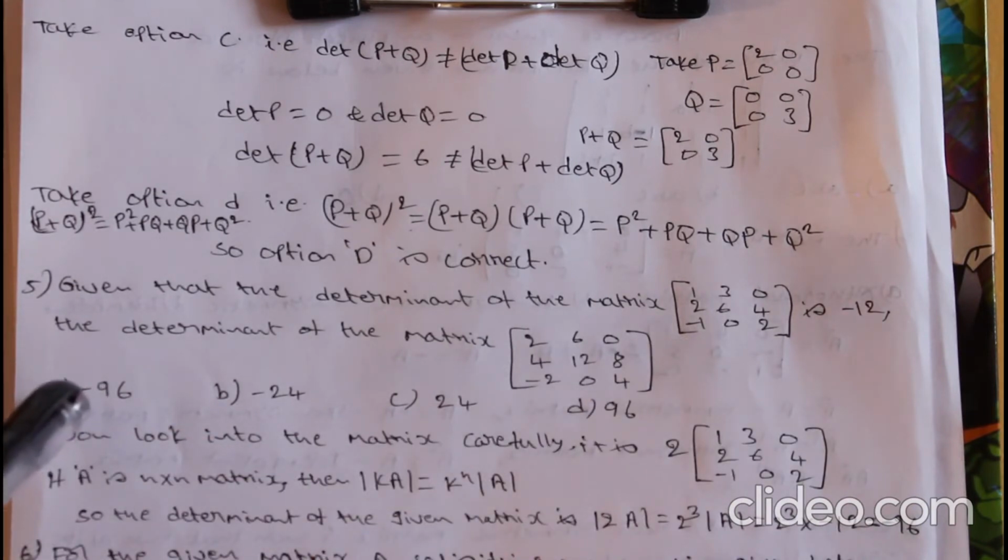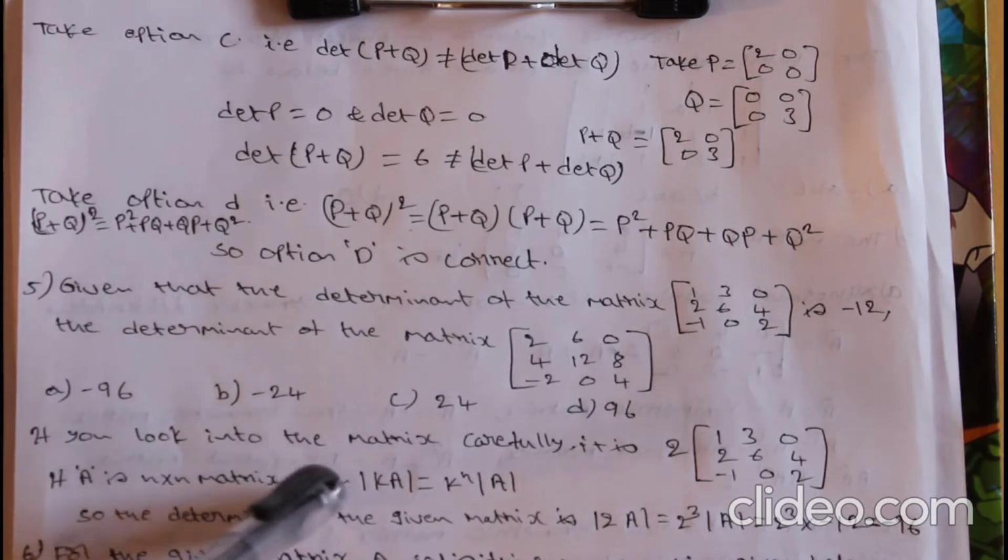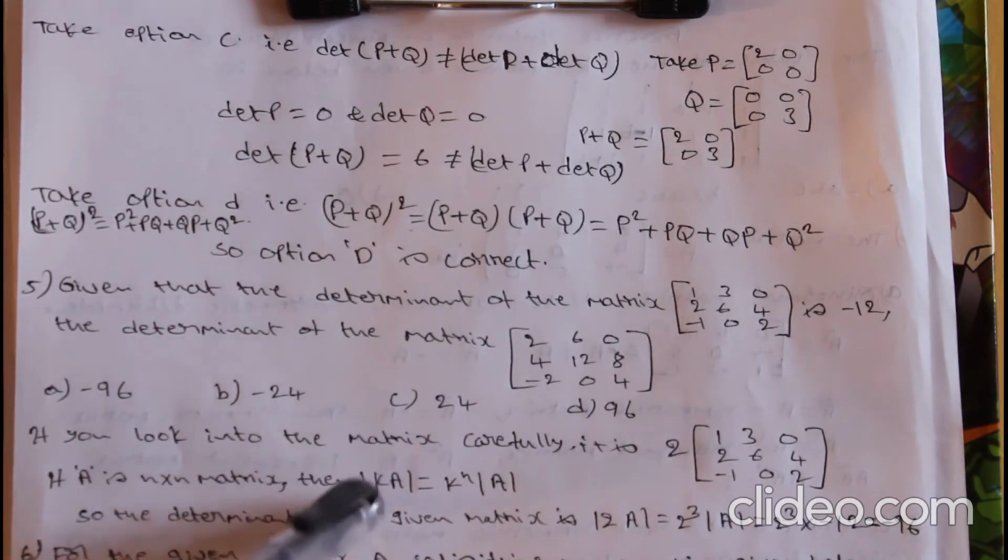Look at the options given. Option A, minus 96, so this is correct, option A. So remember this property: if A is an n by n matrix, then the determinant of kA, where k is the multiplication factor for the matrix A, is equal to k power n times the determinant of A.